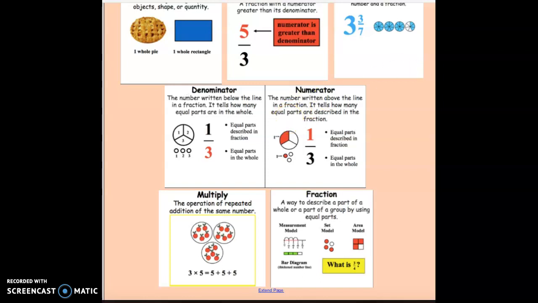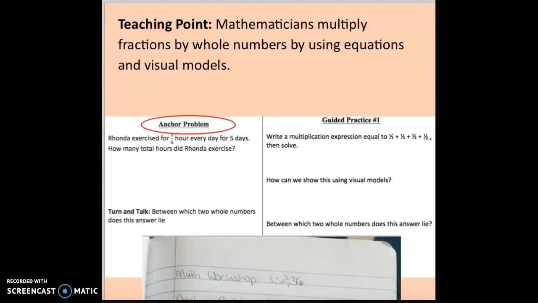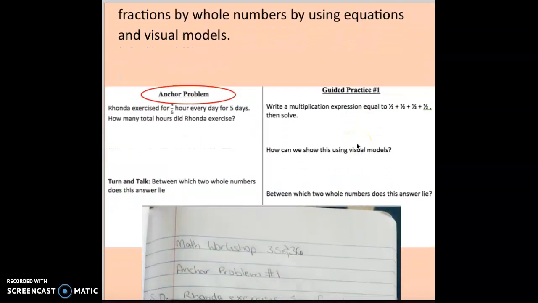Let's look at the first anchor problem. And the first anchor problem is a word problem. So as we're doing this, we want to also keep SOLVE in mind. So Rhonda exercised for 5/6 hours each day for 5 days. How many total hours did Rhonda exercise?